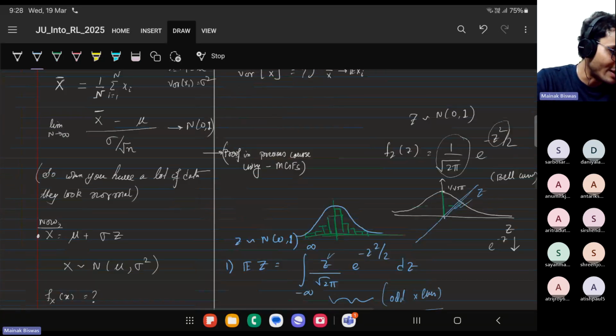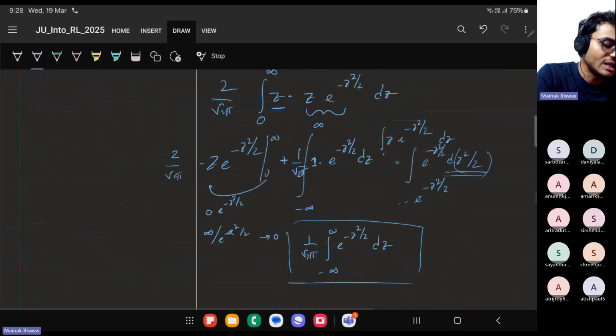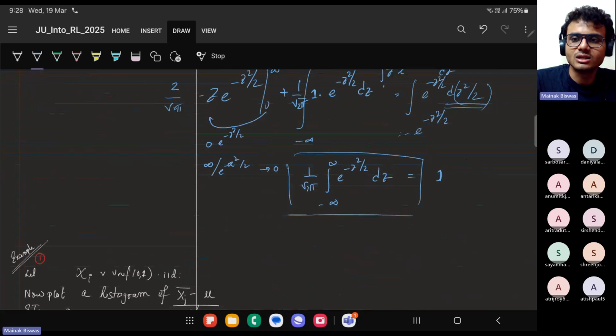I think we have defined the PDF as this. So the integral from minus infinity to infinity of the PDF is just 1. Yes or no? We don't need to compute this integral.